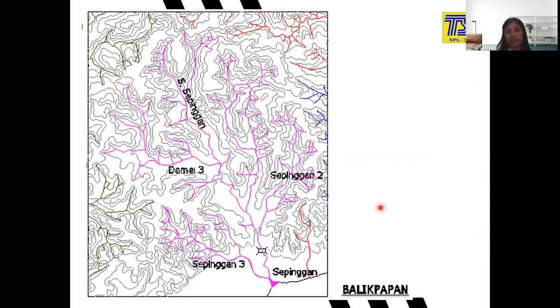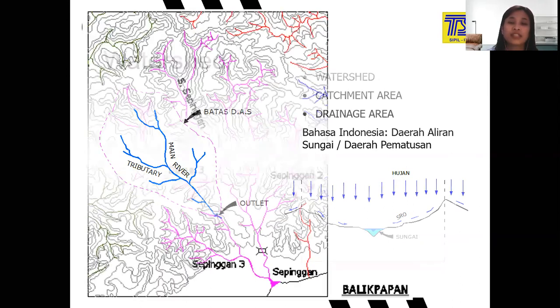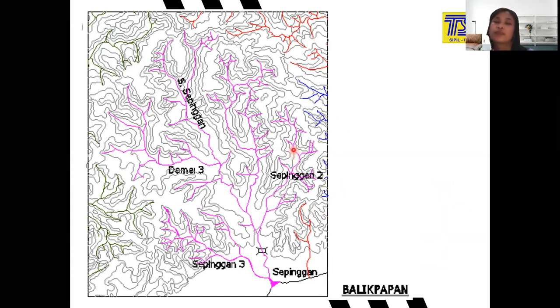For example, here we have Balikpapan contour map. In Balikpapan, there is a river called Sepinggan River, Sungai Sepinggan here, the purple one. So this Sepinggan River has a few tributaries area. Here we have Sepinggan 3, Damai 3, Sepinggan 2. And from this big Sepinggan River, we can make the watershed boundaries. How can we make that? Here we can see the watershed boundary is drawn from the outlet to the outer side of the river, which has the highest elevation.